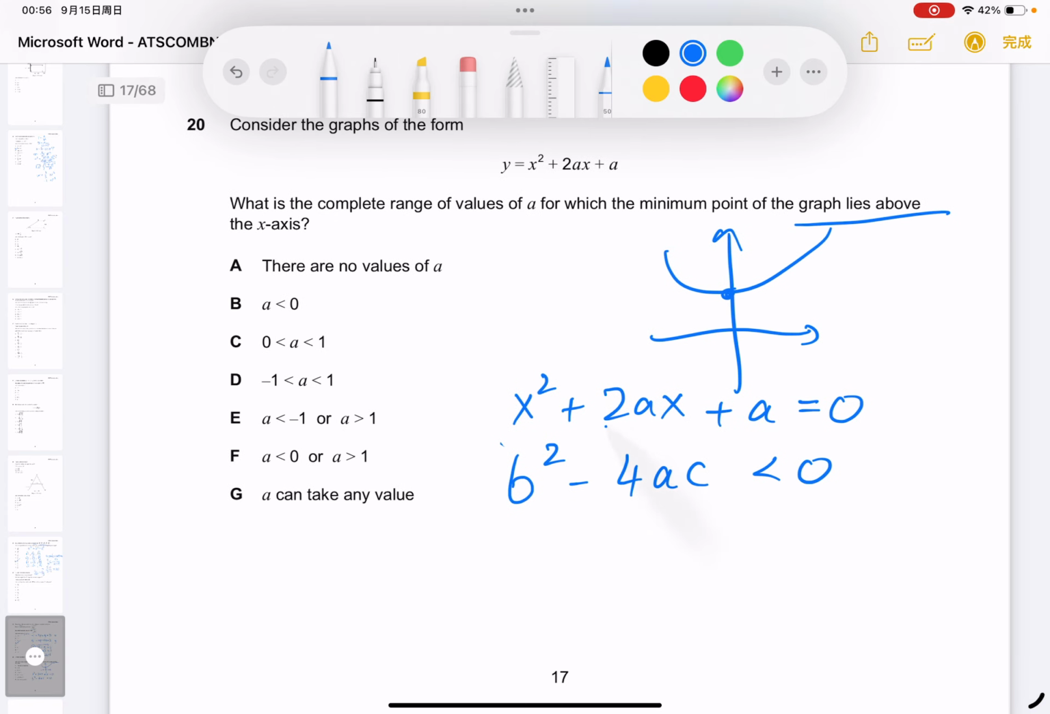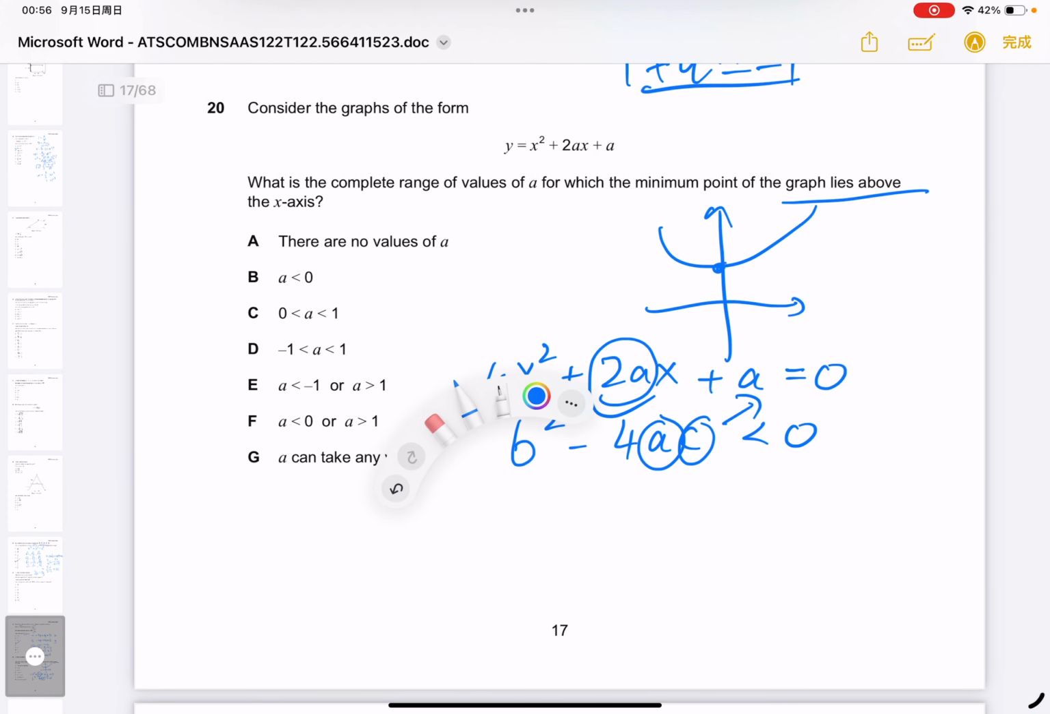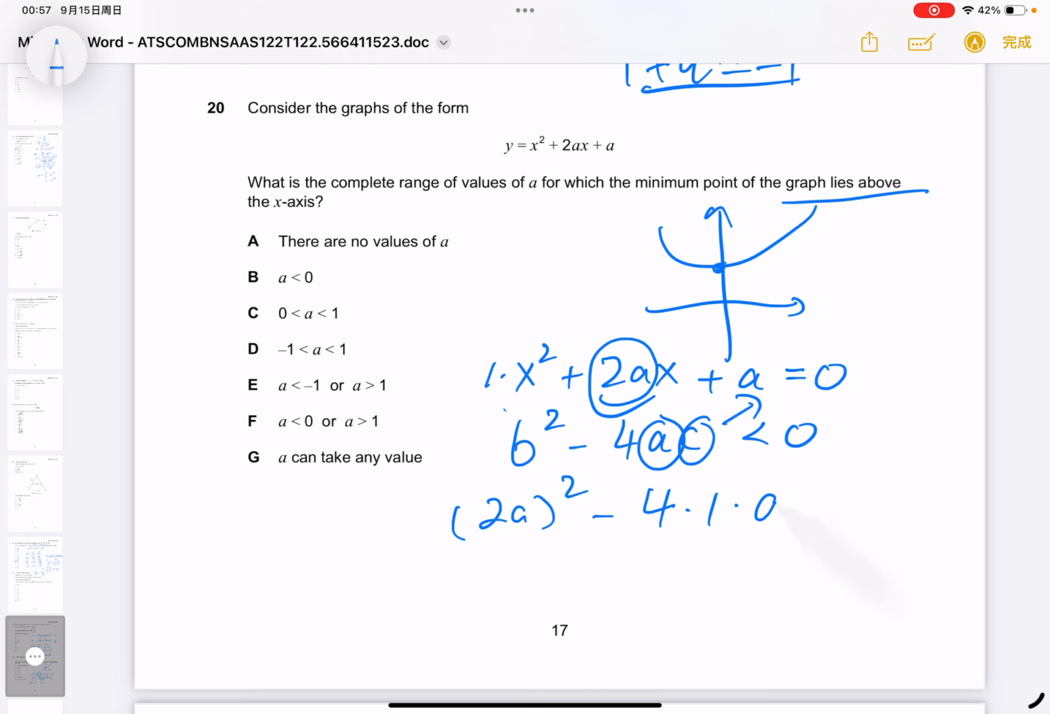What's b in this case? b is 2a, and a is 1 here, and c is a here. Sorry, the notation might be a bit confusing, but I hope you guys get it. So 2a squared minus 4 times 1 times a is less than 0. So 4a squared minus 4a is less than 0.